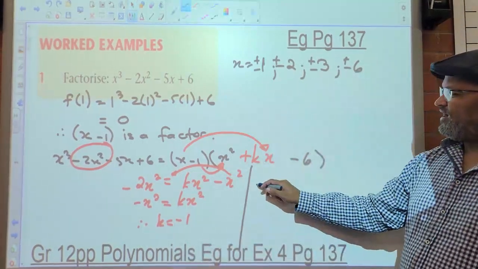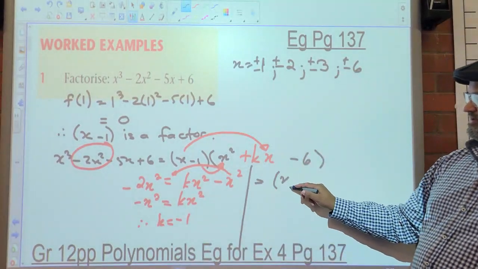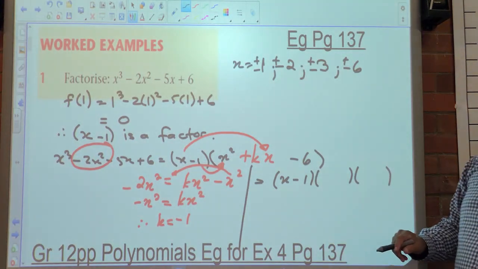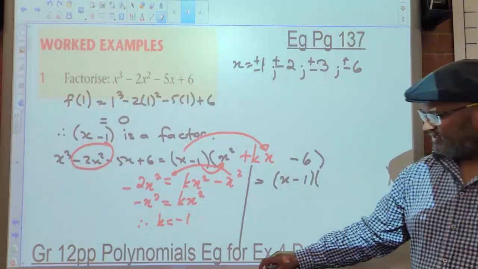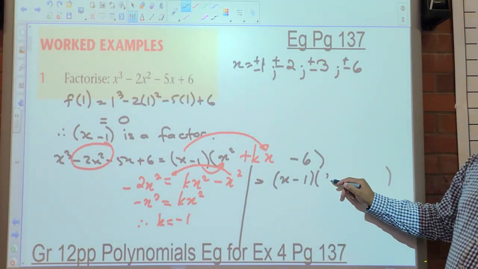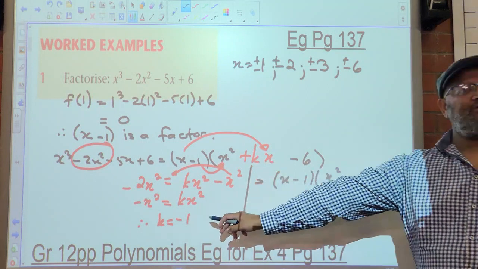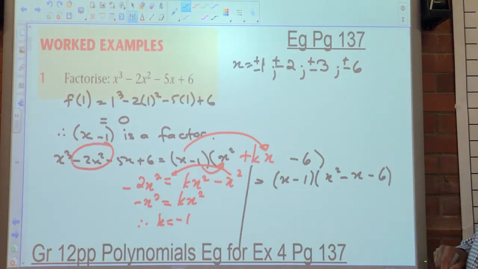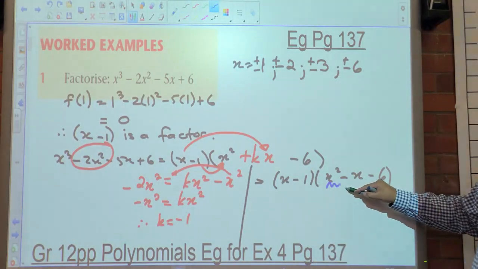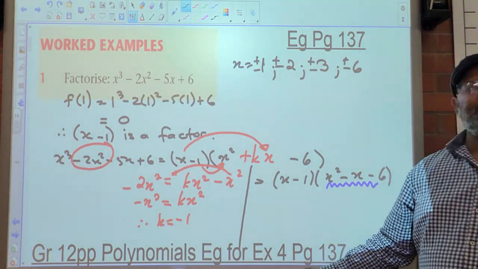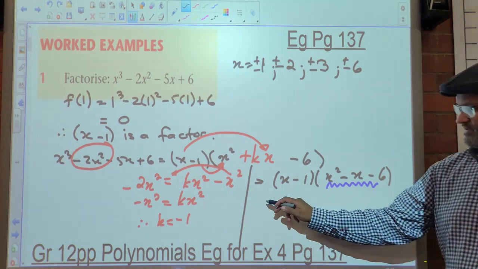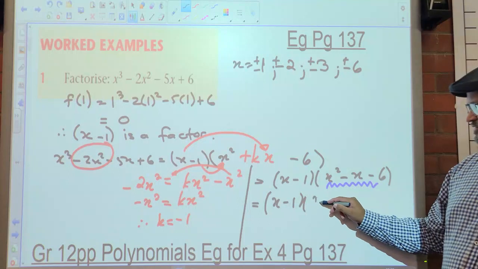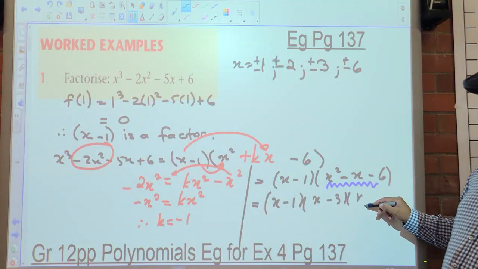So what does the equation now read, people? X minus 1 into, sorry, not yet, into x squared is now negative 1, so it's negative x minus 6. So what is this now to us? Trinomial, not so. That can factorize into x minus 3 and x plus 2.